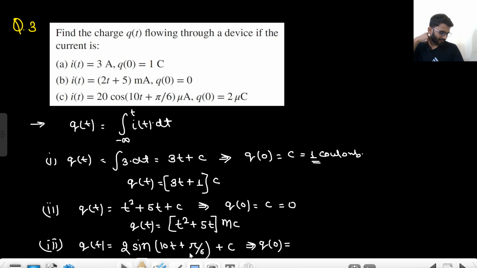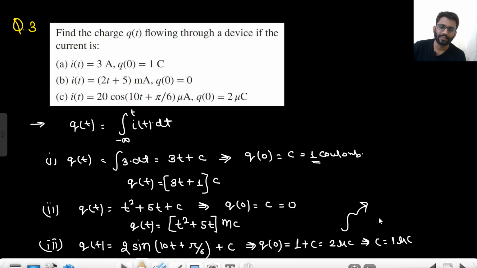Sine pi by 6, pi by 6 means 30 degree, so it is 1 by 2. So 1 plus c is equal to 2 microcoulomb, or this will be microcoulomb only. So c is your 1 microcoulomb. So from here you can see that your q(t) is becoming 2 sine(10t plus pi by 6) plus 1 microampere.